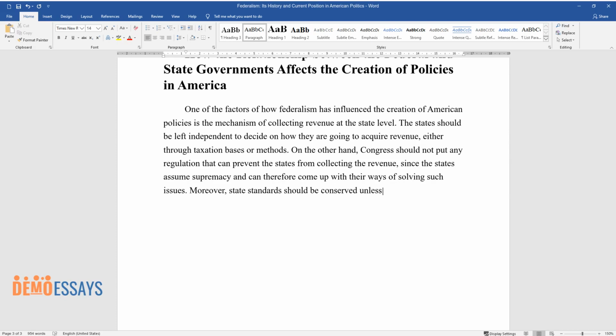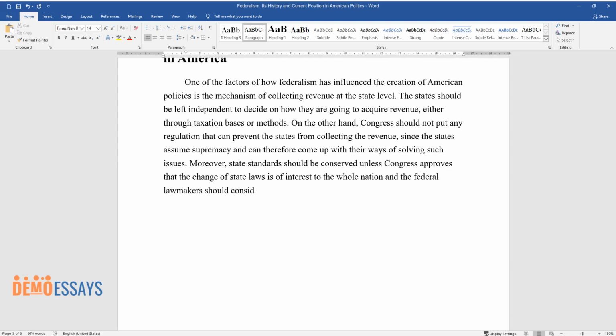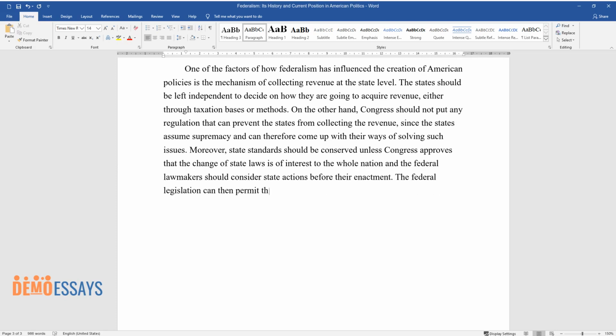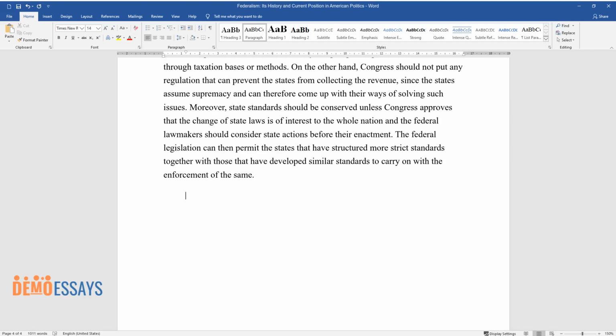Moreover, state standards should be conserved unless Congress approves that the change of state laws is of interest to the whole nation, and the federal lawmakers should consider state actions before their enactment. The federal legislation can then permit the states that have structured more strict standards together with those that have developed similar standards to carry on with the enforcement of the same.